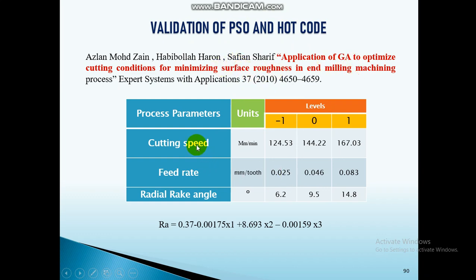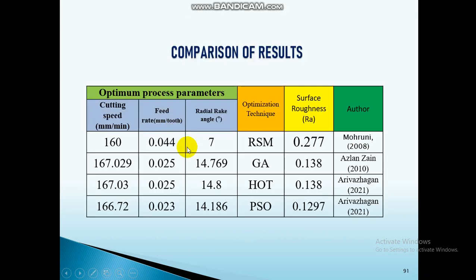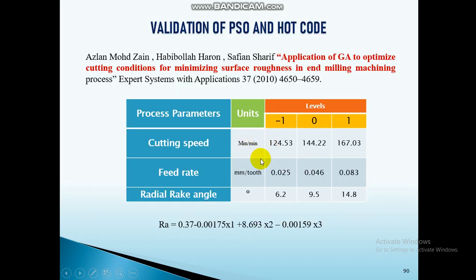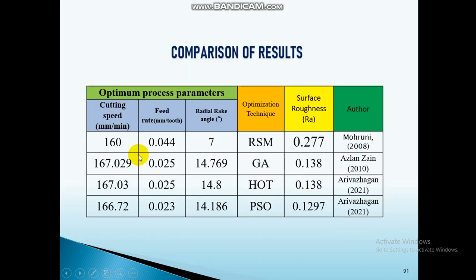They took the parameters cutting speed, feed rate, and radial rake angle at these levels, and they developed one regression model. So what I did is I took this regression model and these levels. In this journal they used genetic algorithm and RSM to solve this problem. Mohruni already solved the same regression equation in 2008 using the RSM technique. He got this value using the RSM technique.